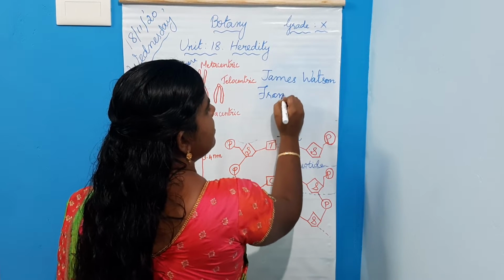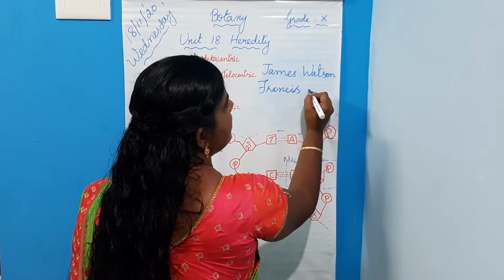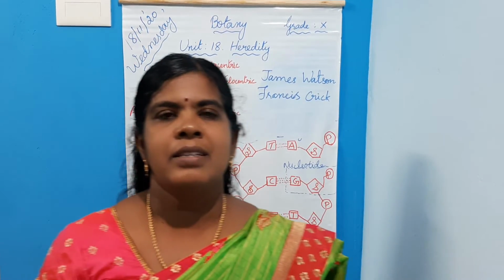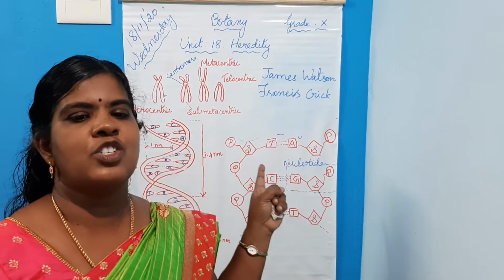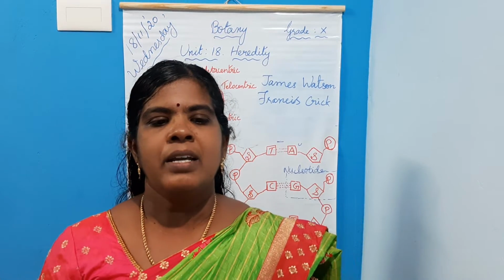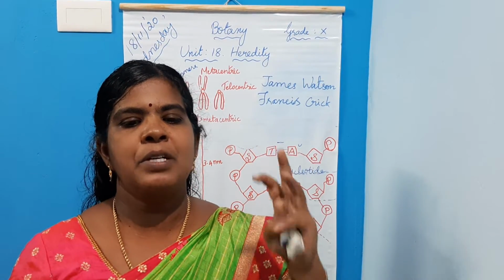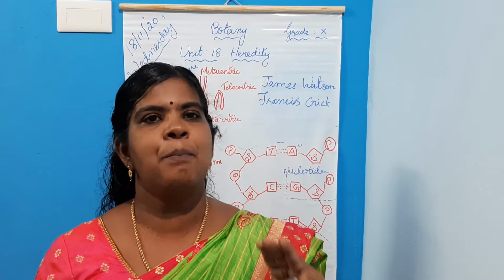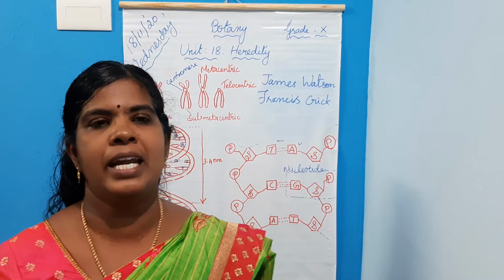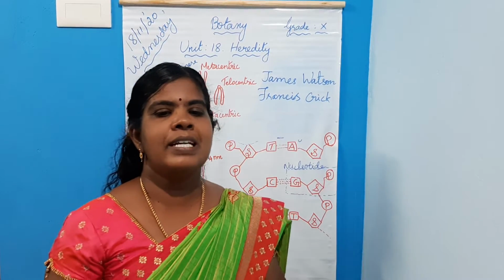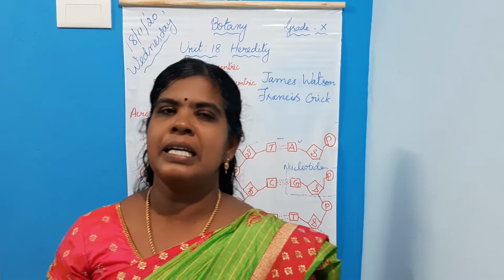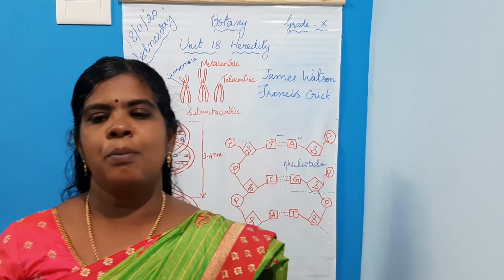Their model is the most accepted model of DNA. They proposed the double helical structure of DNA, the three-dimensional structure based on the X-ray diffraction studies of DNA obtained by Rosalind Franklin and Maurice Wilkins. For their discoveries, they were awarded the Nobel Prize.